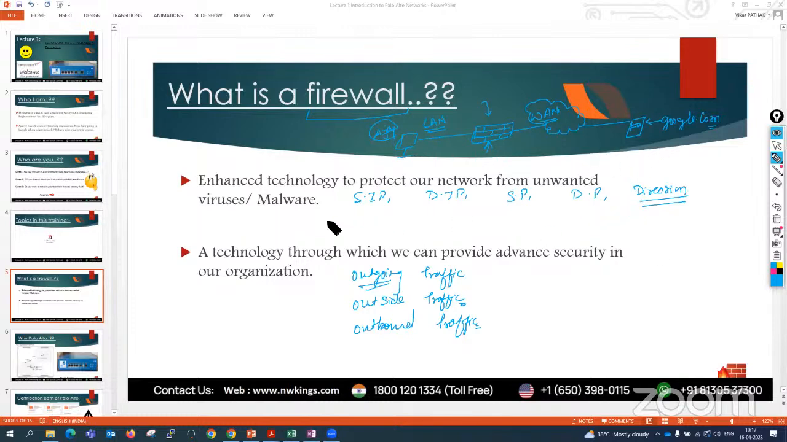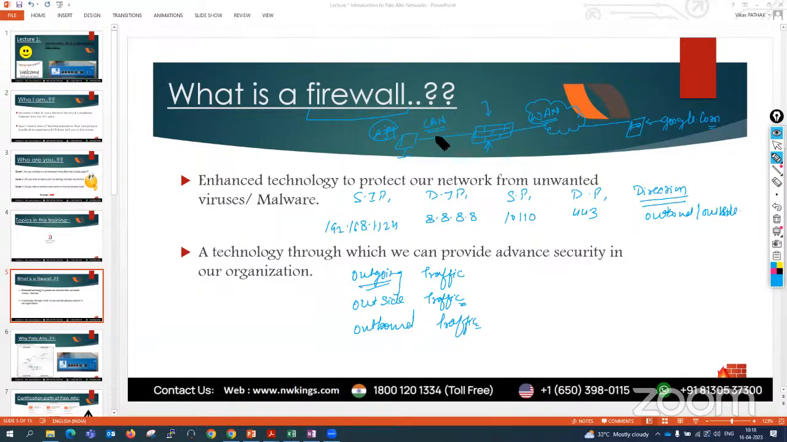So let's suppose the source IP is 192.168.1.124. Destination is 8.8.8.8. Source port, take any random port, let's take 10110. Destination port, let's suppose 443. Direction will be outbound or outside. Okay, whatever you name it. On the basis of this particular information, this firewall filters the traffic.